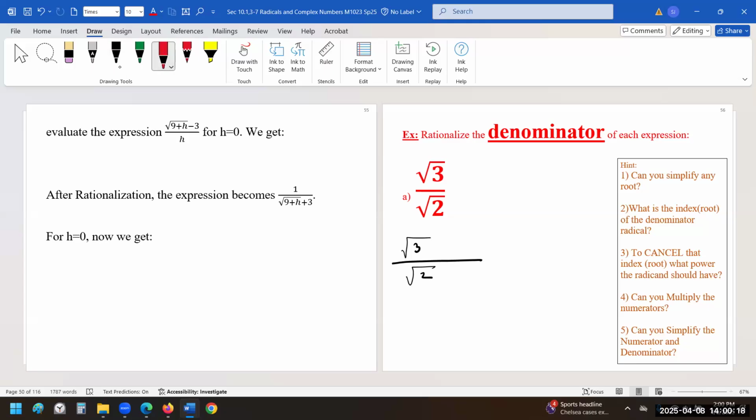Our goal is to have only 2 without any radical. Can you think of a method we can do so that the square root of 2 will become 2? Square. But we cannot just put square. In math, putting a power is impossible. What can you do so that we have a power?